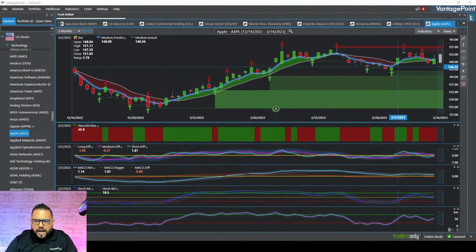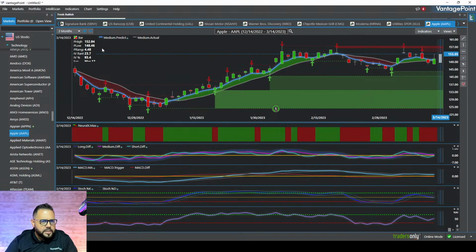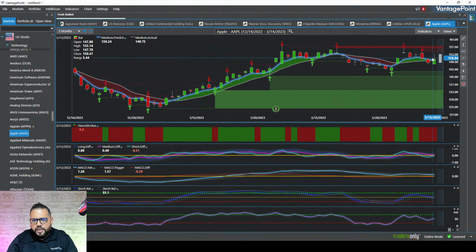VantagePoint's forecast for Apple is that the predicted high at this point, look in the top left corner, I can see the predicted high of 152.94 predicted in Apple. So we should see Apple trading around that gray bar, let's call it 153, with a potential low of 148.45, but we do have bullishness in that trend still. Probably not expecting it to go much lower.